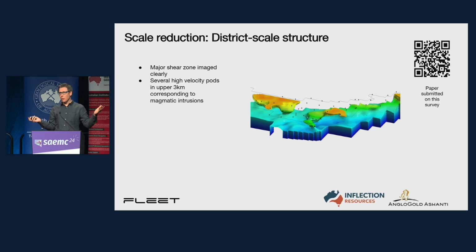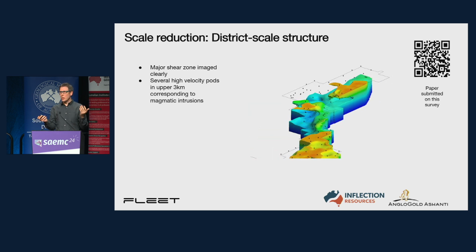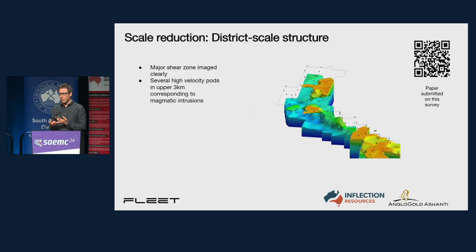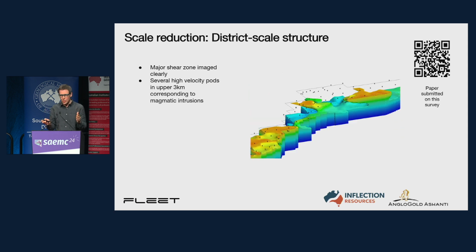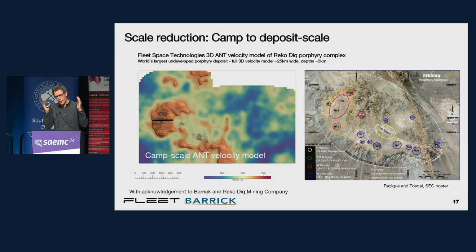Obviously that's really great. Now we've seen some structure. What are we interested in? Obviously you use your geochemistry and every other geophysical technique before you decide which one of those plutons is of interest. And what you do then is you go in and you do a smaller scale survey. This is an example from the Reko Diq porphyry complex in Pakistan, world's biggest undeveloped porphyry with Barrick. So thanks to them for allowing us to show these images.